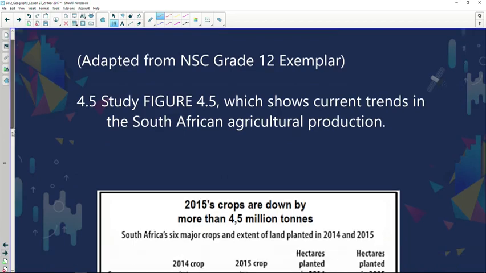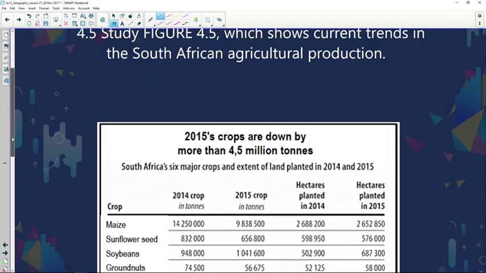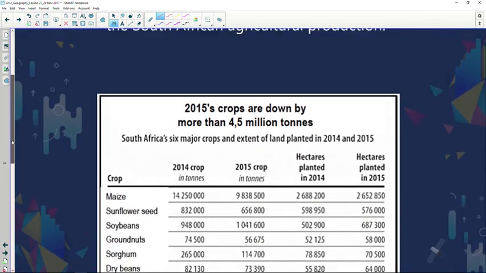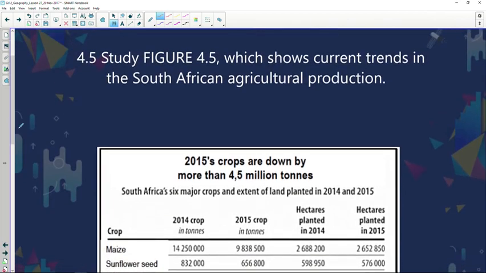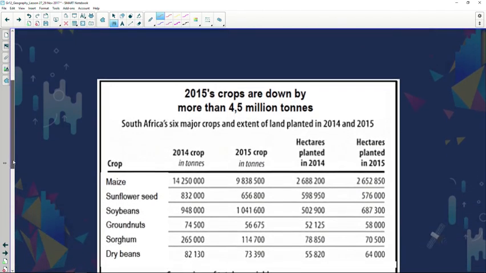If we look at question 4.5, now this gives us information regarding our different types of crops and how much was produced. Figure 4.5 shows a current trend in our agricultural production and how much we produce in a year in tons. Now, if we look at it over there, two sets of information is how much has been produced in tons. Over here, we have the different types of agricultural product.